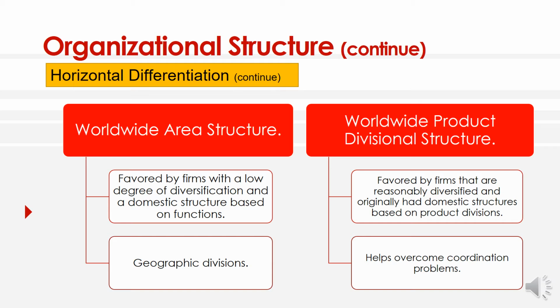The structure continues with horizontal differentiation: worldwide area structure and worldwide product divisional structure. The worldwide area structure is favored by firms with a low degree of diversification and a domestic structure based on functions and also geographic divisions. The worldwide product divisional structure is favored by firms that are reasonably diversified and originally had a domestic structure based on product divisions. The worldwide product divisional structure helps overcome coordination problems.